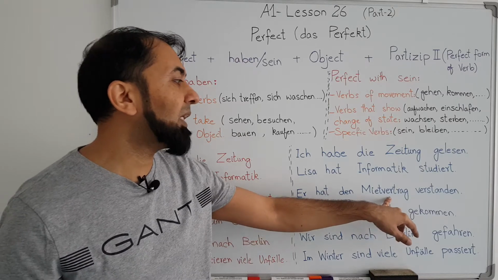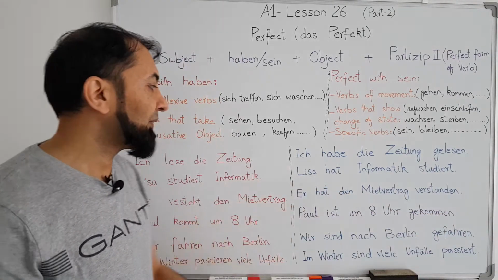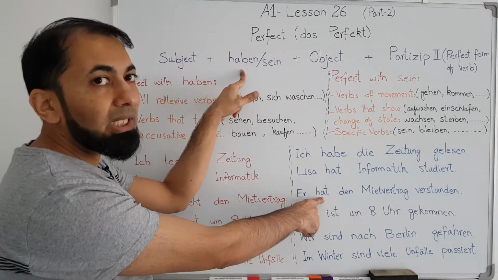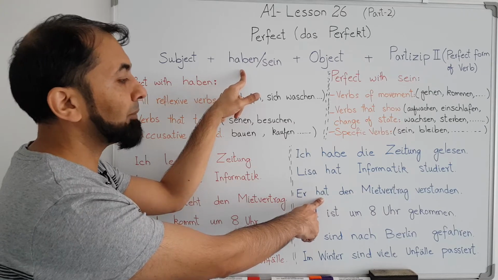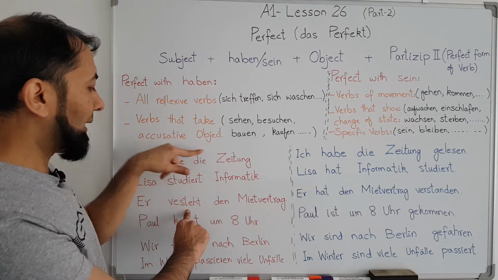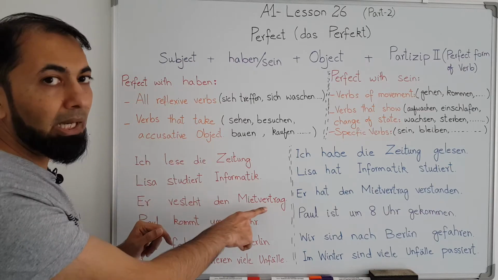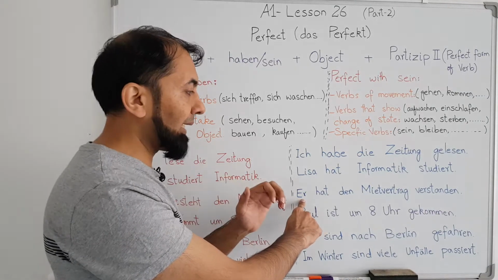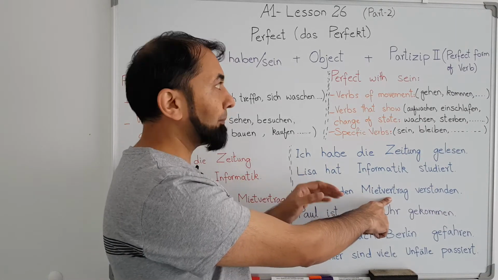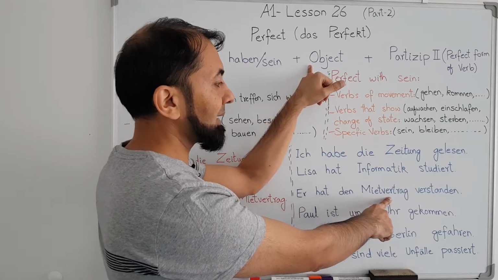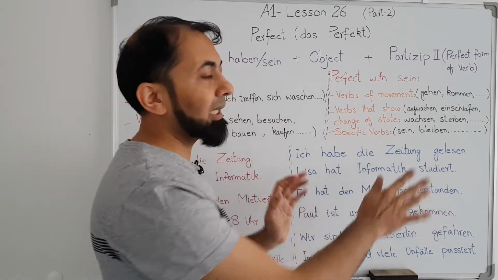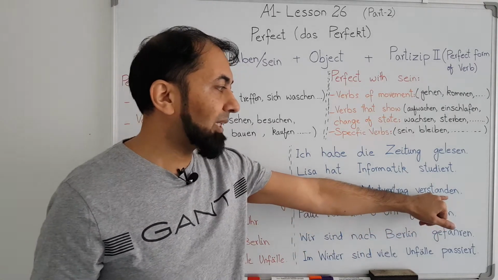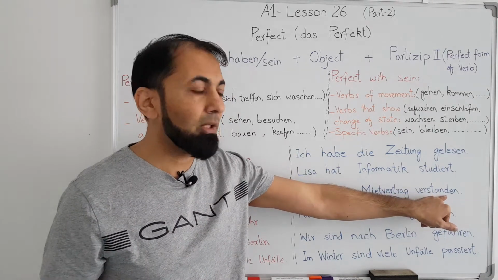Now if I want to say he has understood the rental contract, then I will say er hat den Mietvertrag verstanden. Now you again see the first position is for the subject, then we have to select between haben and sein, and we will select haben because we are using this category of verb which requires a direct object, and we have conjugated haben with respect to the subject. Then Mietvertrag will come as it is, and it is the object of the sentence, and verstanden is the Partizip zwei or the perfect form of the verb verstehen. So that verstanden will come at the last position of the sentence.